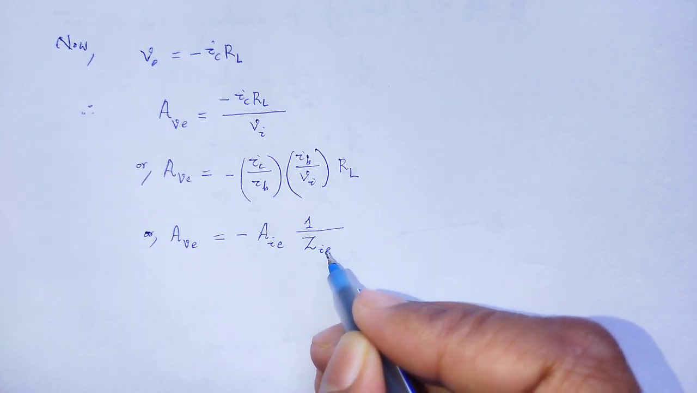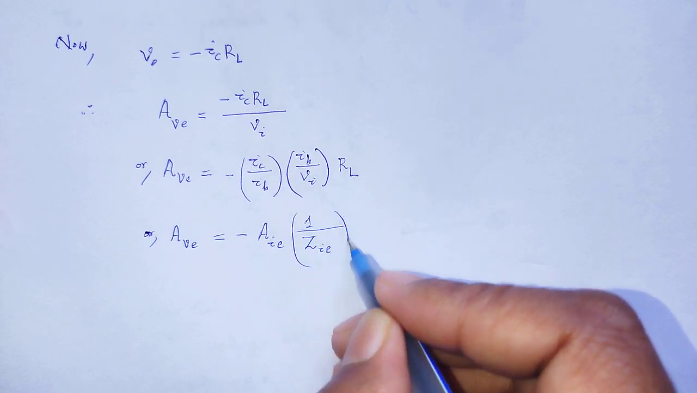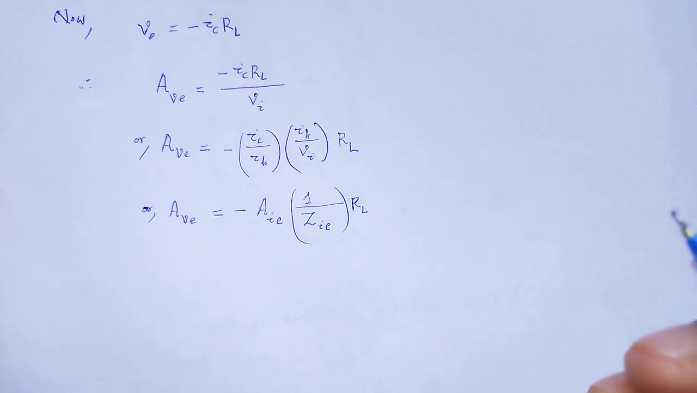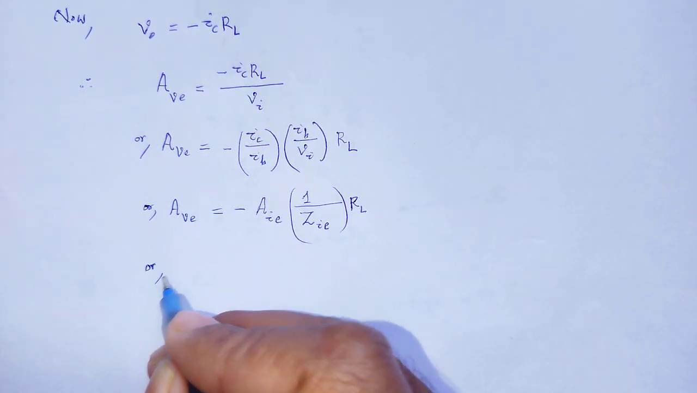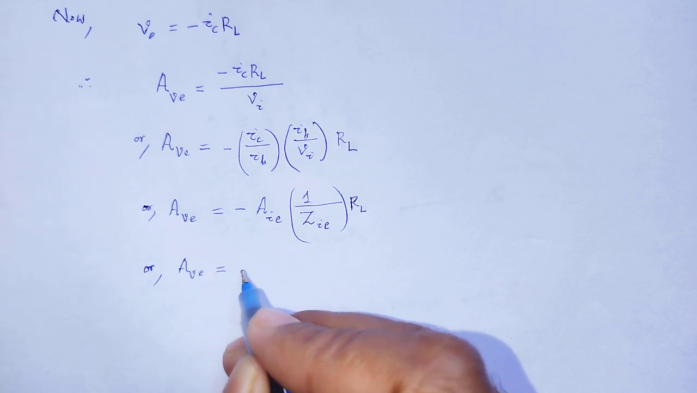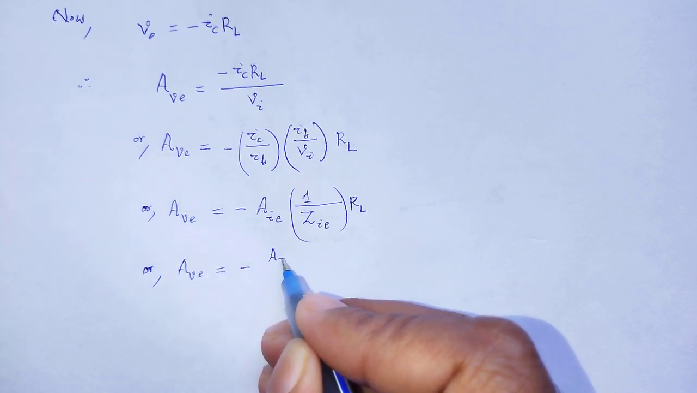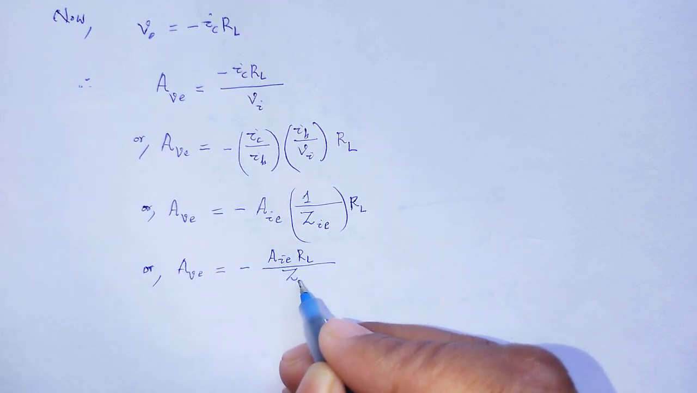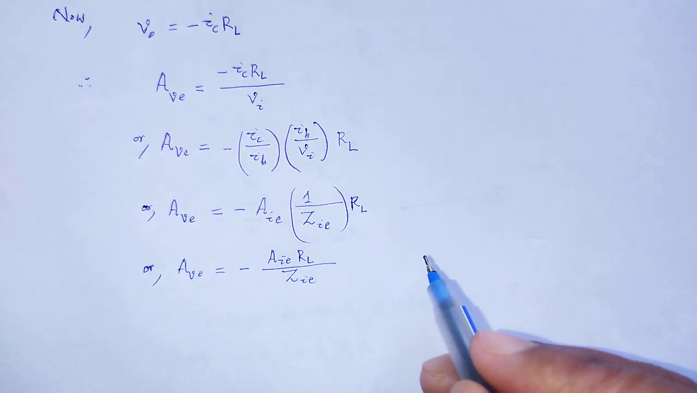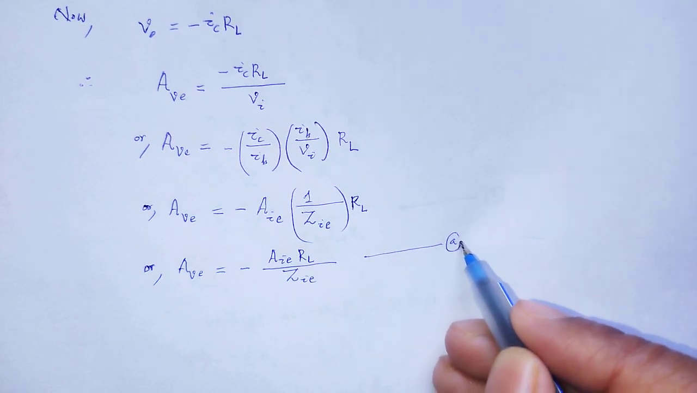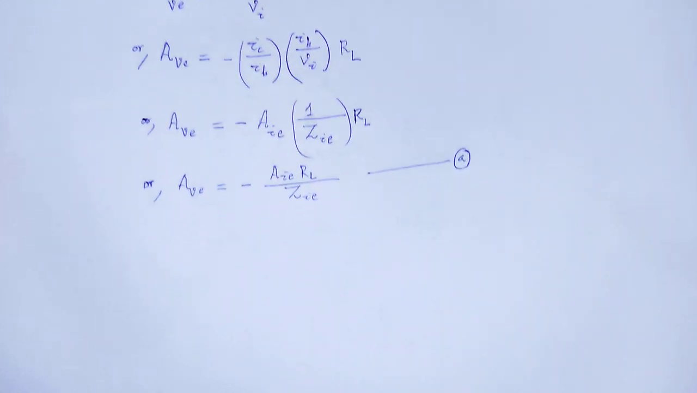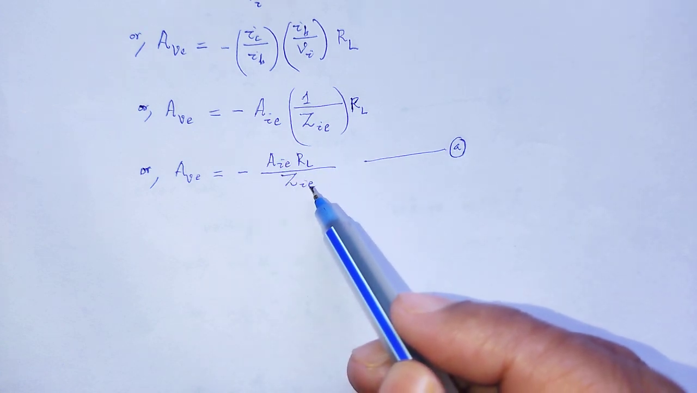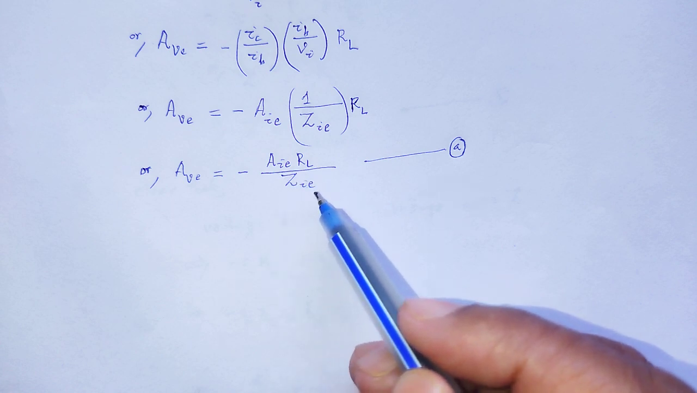Input impedance for common emitter configuration ZIE, into RL. So AVE is equal to minus AIE RL whole divided by ZIE. Let us call this equation number small a. Here we can put the value of AIE and ZIE.